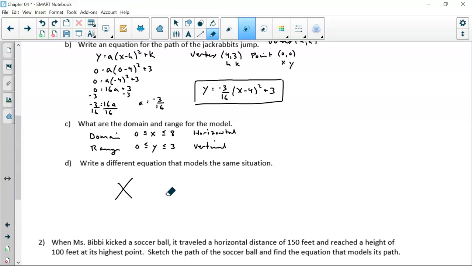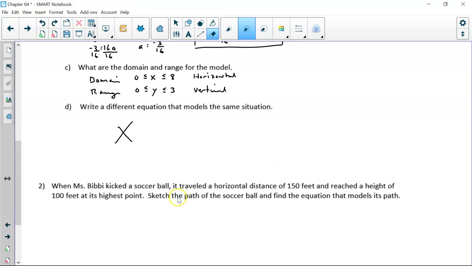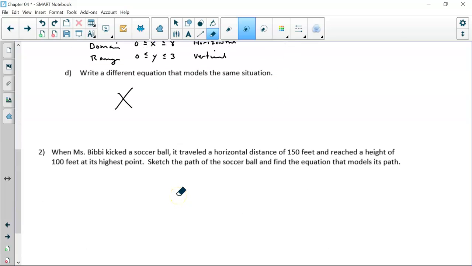Now for number 2. Mrs. Bibby's kicking a soccer ball. It traveled a distance horizontally of 150 feet and reached a height of 100 feet. Remember, we're thinking about a soccer ball. Let's have it start at (0, 0). It's a parabola opening down. It went 150 feet horizontally, so it's going to land at (150, 0), on the ground.